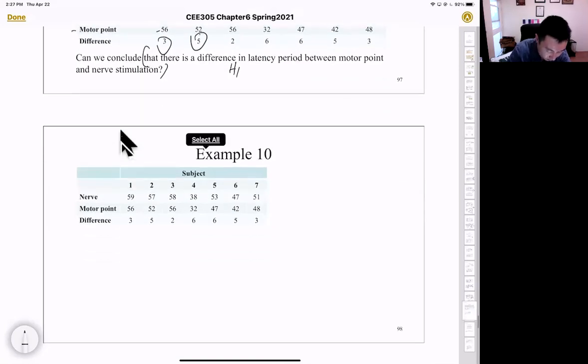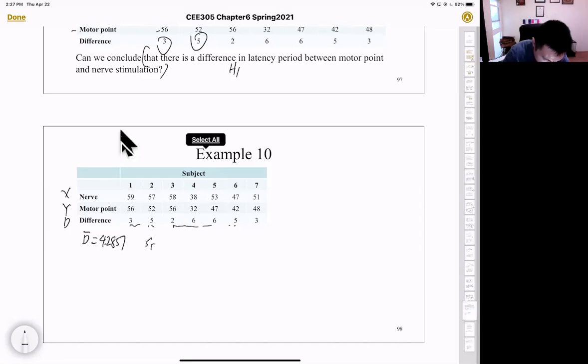So let's assume for nerve is X, for motor point is Y, the difference is here. And from there, we can easily calculate the mean value for the difference, which is all the differences added together divided by 7, the sample size 7.